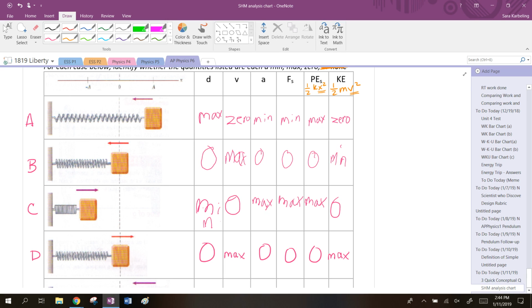Depending on the displacement. It's dependent on the displacement. Remember, that's negative kx, right? So the game is that you've got a negative sign. So if this is really big, then this thing's going to be really little.